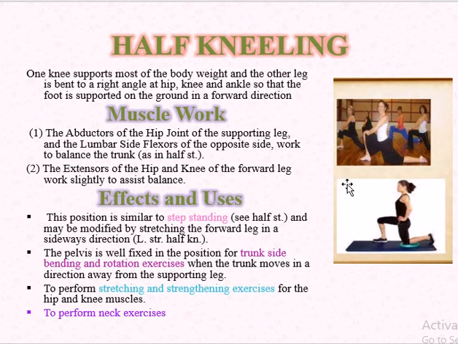The position is similar to the step standing and may be modified by stretching the forward leg in a sideways direction. The pelvis is well fixed in this position for trunk side bending and rotation exercise. In this position, the patient can perform trunk exercises like side bending and rotation when the trunk moves in the direction away from the supporting leg. It is also used to perform stretching and strengthening exercise for hip and knee muscles. Besides this, neck exercise will also be performed in half kneeling.